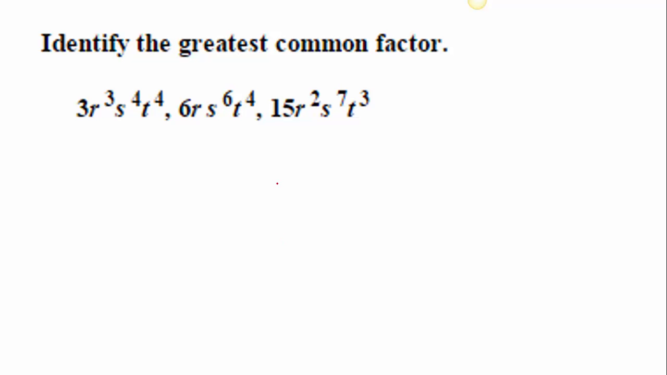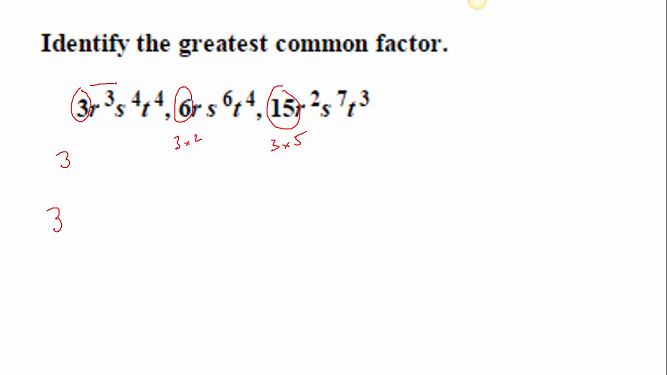All right, let's go to another example here. How to identify the greatest common factor. 3r cubed. This is 3 here. And we have a 3 here because 6 is 3 times 2. And we have a 3 here, which is 3 times 5. So 3 is a common factor, the greatest common factor.